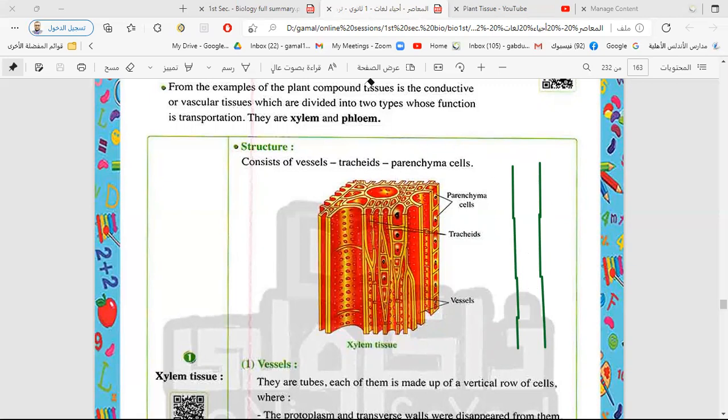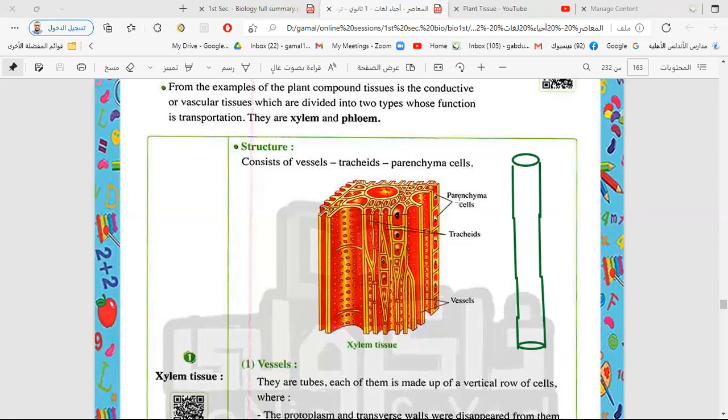What do we have now? We will have a tube, a long tube. If we dissolve the separating wall between the cells, now we will have a long tube. This tube is like the pipes which carry water to your house. So the tube of the xylem tissue carries water from the root, then to the stem, then to the leaves. Water and mineral salts, not water only, but water and mineral salts.